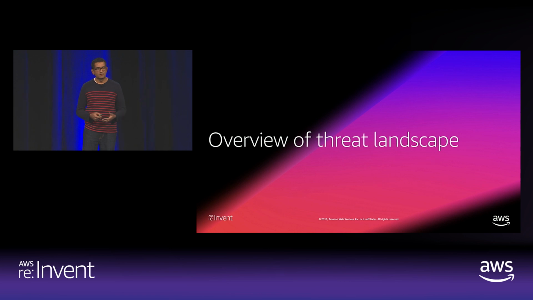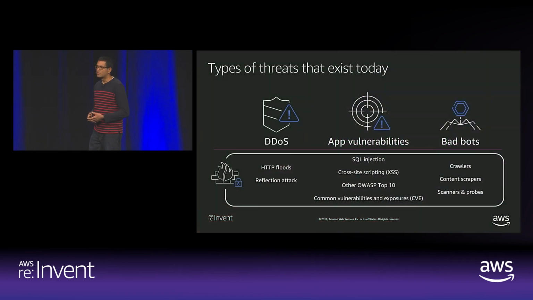So let's start by talking about the threat landscape. So broadly, for web applications, you can think about 3 different categories of threats. And for each one, there's a few examples that I've listed here. We'll start with the first one, DDoS, or distributed denial of service.